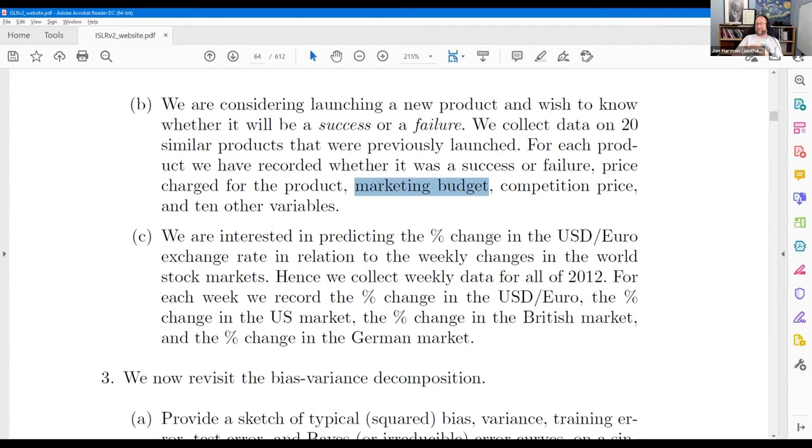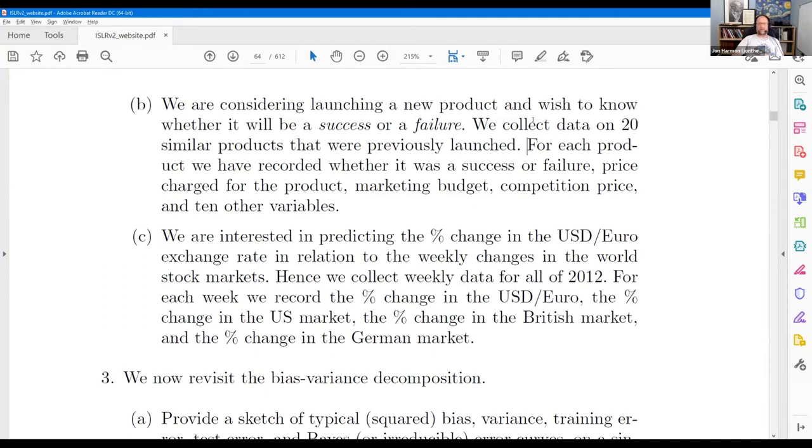But yes, this is one where technically what they talk about is you're building a prediction model. But clearly, if this is for your own product, you want to know what matters. Is it the price? Is it the marketing? What can I do? Is it one of these 10 other variables? What can I do to make my product a success? You would certainly care about inference.